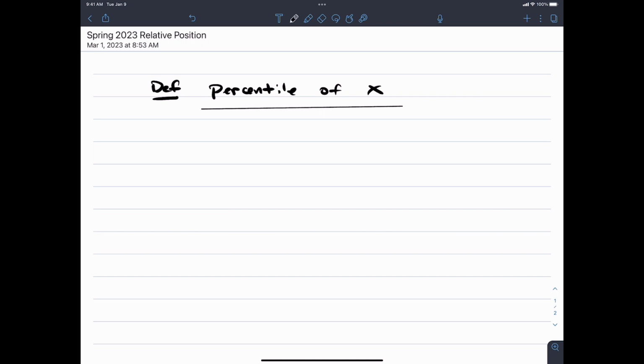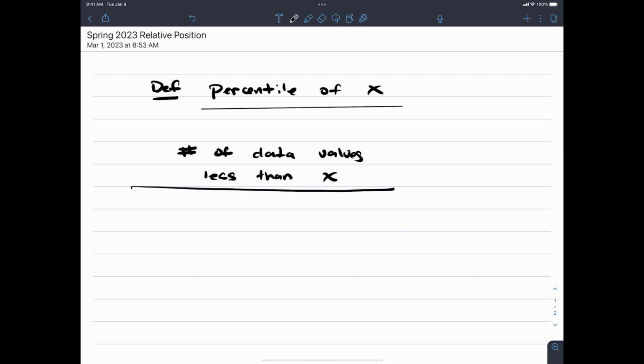So this is the definition. This is what you use. It's going to be the number of data values that are less than X, divided by N. What was N? Sample size, good, times 100. And then we approximate to a whole number.